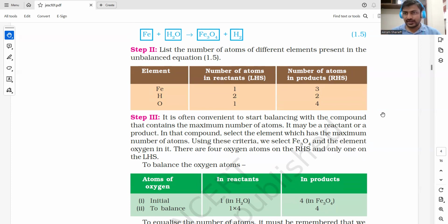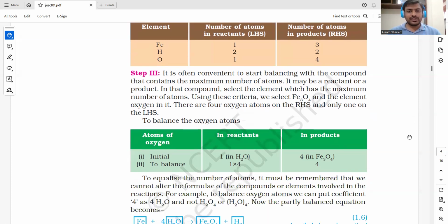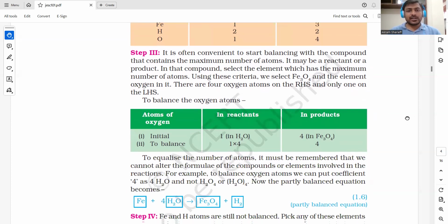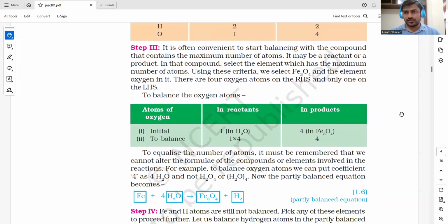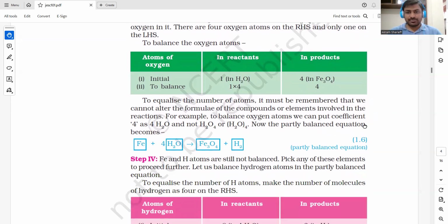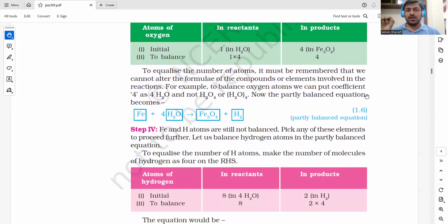Are you getting the point how we have selected? First, shortlist the compound which is having the maximum number of atoms. After that, in that also take the element which has the maximum number. So if you see, initially in H2O there is only one oxygen, but in Fe3O4 there are 4 oxygen. So I will put a 4 in front of the H2O in my step 3. Fe plus 4H2O gives rise to Fe3O4 plus H2.